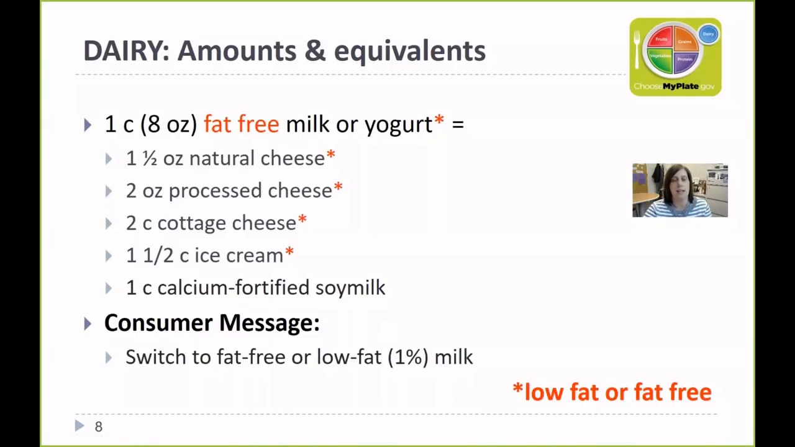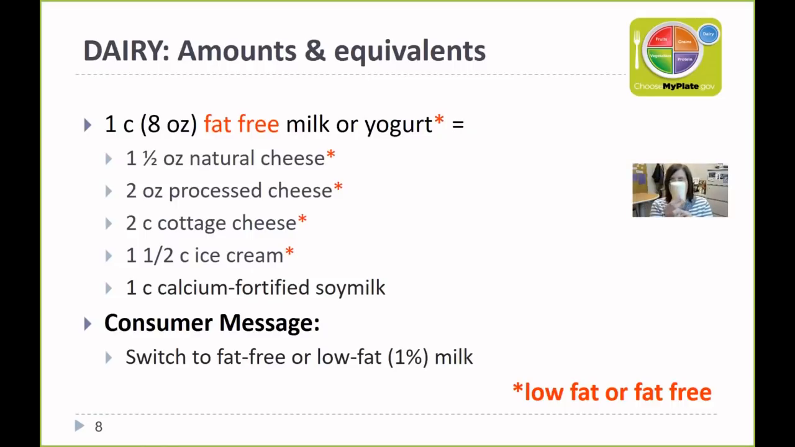And then for those who are lactose intolerant or who just don't like to drink dairy, maybe they're vegan or vegetarian, you can substitute a soy milk that's been calcium fortified. And I would just make a note here. So some people like almond milk more. The almond milk actually would not fit into the dairy group. It's actually classified as a protein food because it's made from almonds.